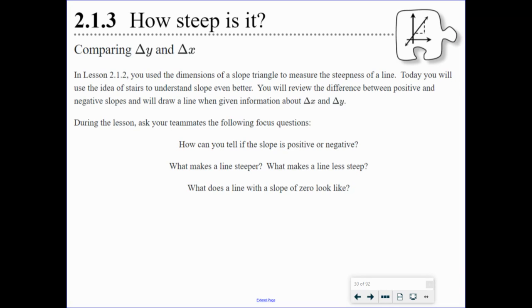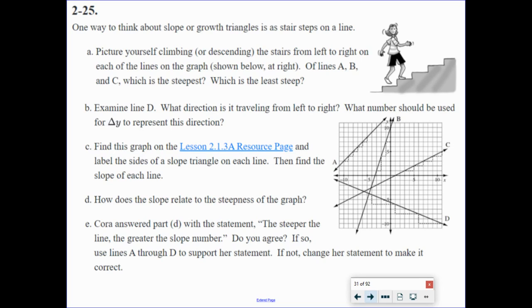During the lesson, ask your teammates the following focus questions. Number 1, how can you tell if the slope is positive or negative? Number 2, what makes the line steeper? What makes the line less steep? And number 3, what does a line with a slope of 0 look like? We will address that in class tomorrow, okay? These are a little bit more challenging questions, so we are going to be doing some work here.